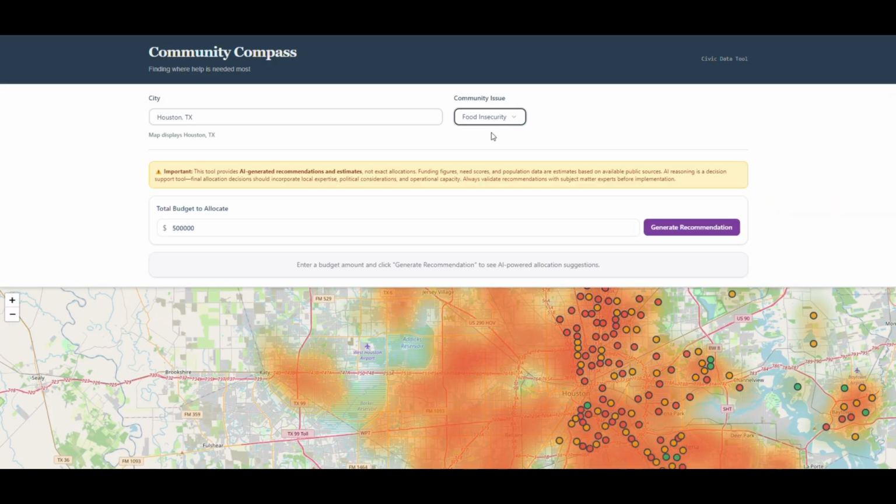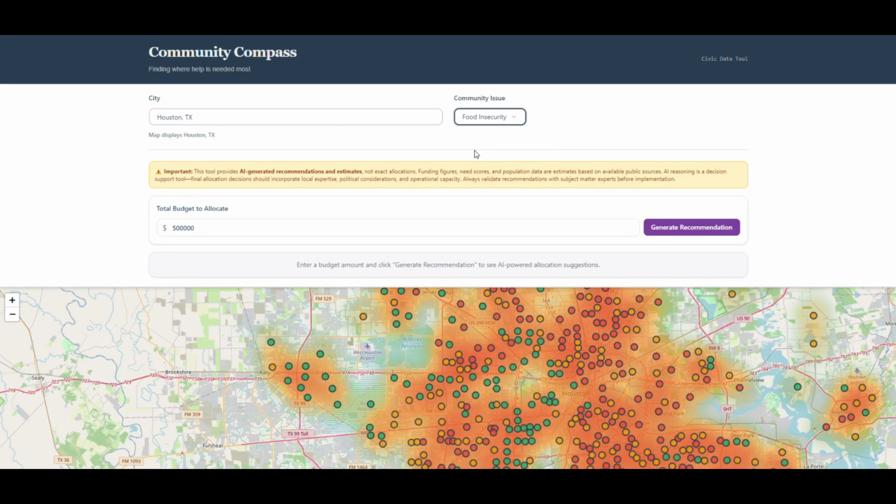Knowing where need is high is only half the problem. The harder question is, given limited money, how do you actually split it up? So we built smart allocation recommendations. A coordinator enters their budget, and our AI looks at every high need zip code, the need score, the population, the current estimated funding, and runs a formula. The higher your need and the larger your population, the larger your share. It produces a ranked list with how much each area should receive and exactly why.